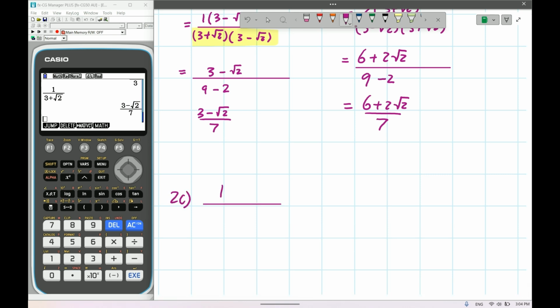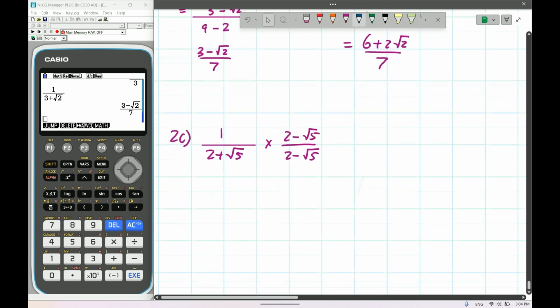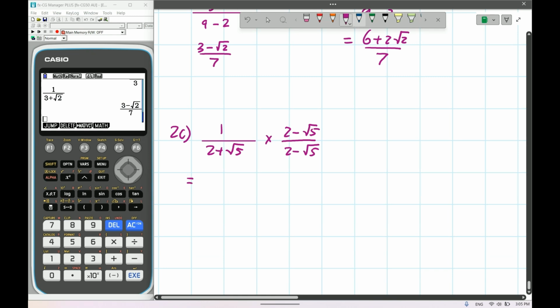1 over 2 plus root 5. Multiply that by, I might just rewrite this. 1 over 2 plus root 5. Multiply that by 2 minus root 5 over 2 minus root 5. Cool. And then we just want to expand this out.